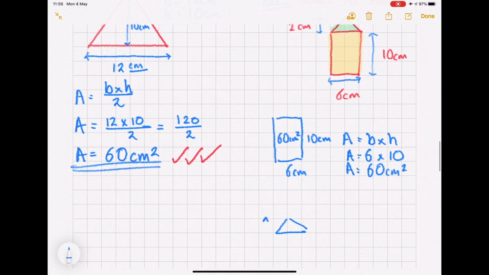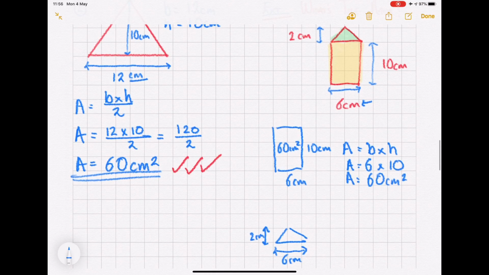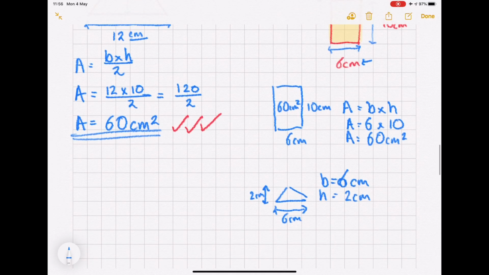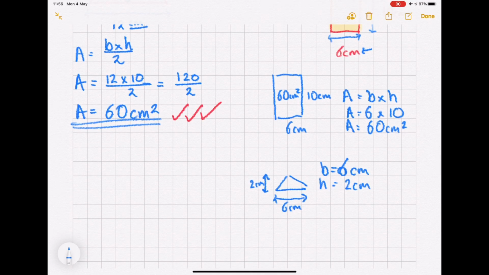Now let's work out the area of our triangle. So what have we got? We have got a 2 centimetres there. What's the base length? Well, the base length is the same as that, so 6 centimetres along there. So if our base is 6 centimetres, and our perpendicular height is 2 centimetres, then we can just work this out like we've been working out all the other questions.